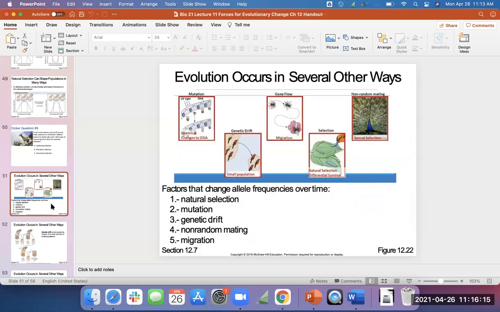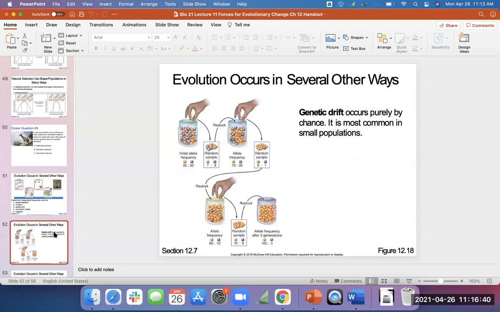And then other ways, here's the slide. Evolution happens through natural selection, but not only through natural selection. Others are mutation and genetic drift, non-random mating, and migration. Migration means individuals are coming in. Non-random mating means sexual selection, a type of natural selection, where they are selecting their mates.